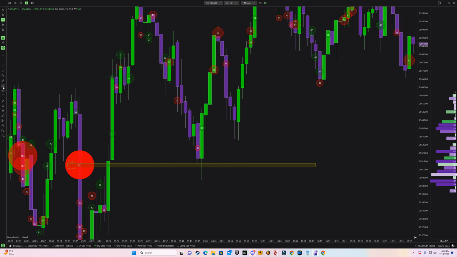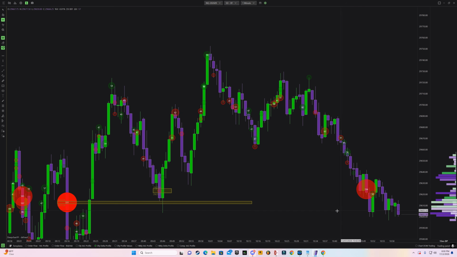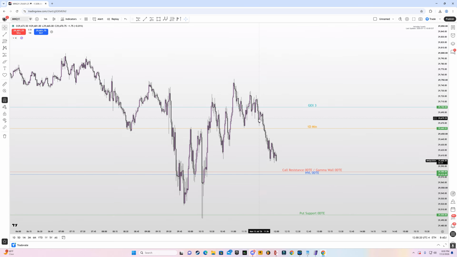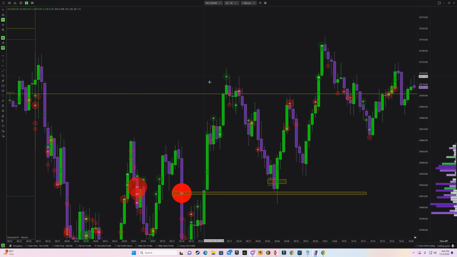At this level, we had 31 sellers, but then aggressive buyers stepped in immediately, and then we closed above this cluster of sellers right here, right? That is another long position here, and then you can see that price goes up, right? And then we tapped into the GX3 level here, which is a 29700. So let's mark that out. 29700, it's around here, right?